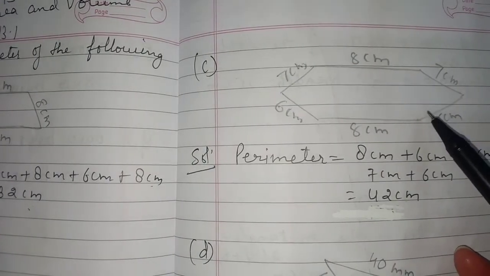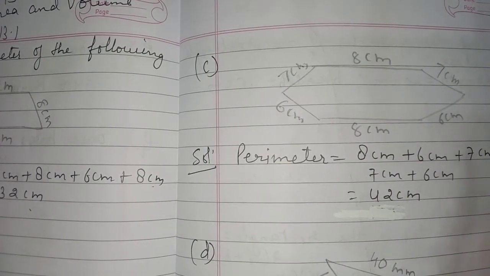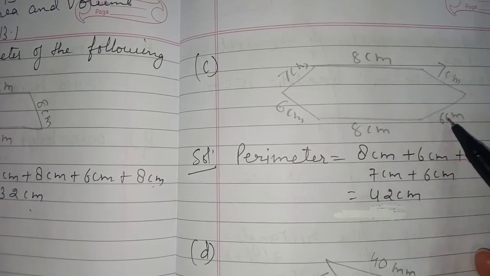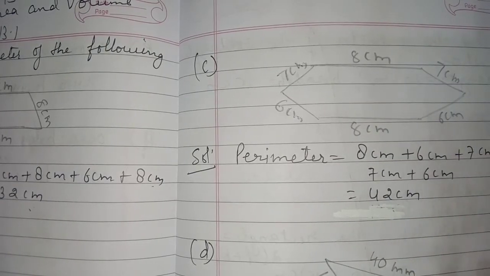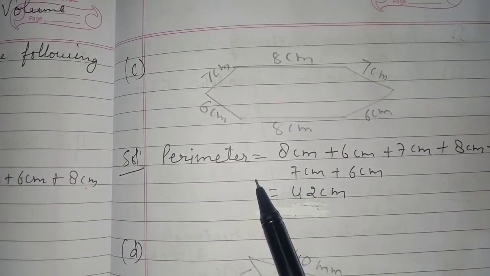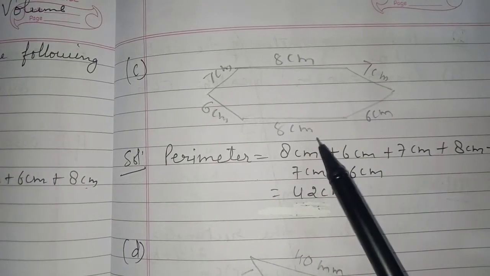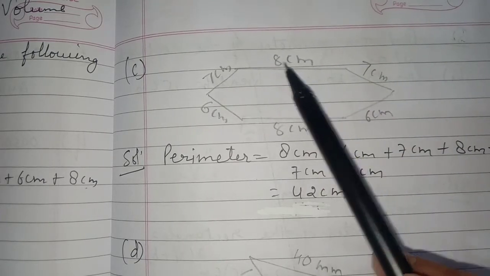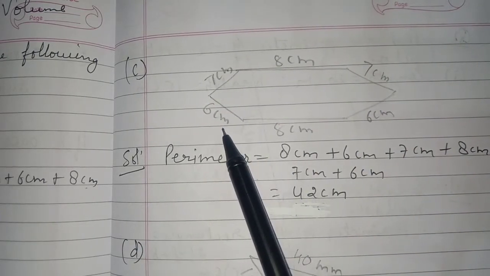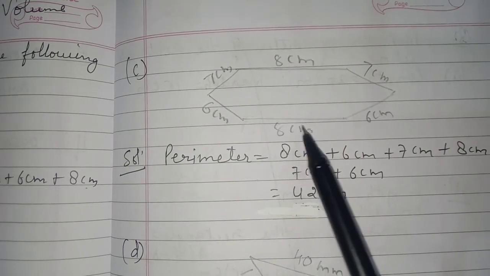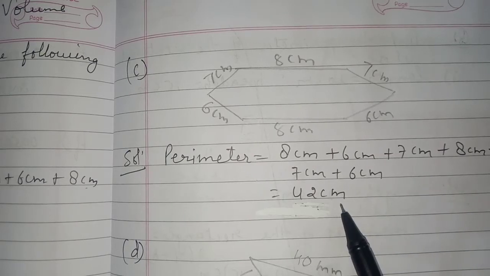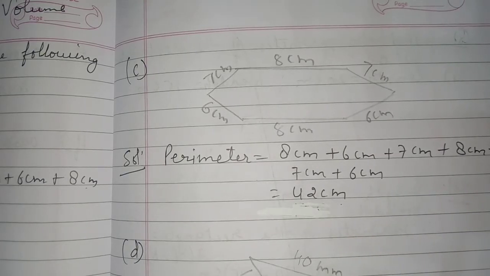Now next is part C. Here a figure is given whose lengths of all the sides are given to us. So we will add all the lengths and find the perimeter. So how? Perimeter is equals to, let us start from here. 8 centimeter plus 6 centimeter plus 7 centimeter plus 8 centimeter plus 7 centimeter plus 6 centimeter. We have to start from one side and then we can take all the lengths one by one. So the answer will be 42 centimeter.